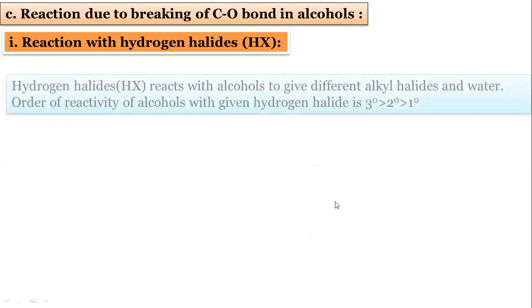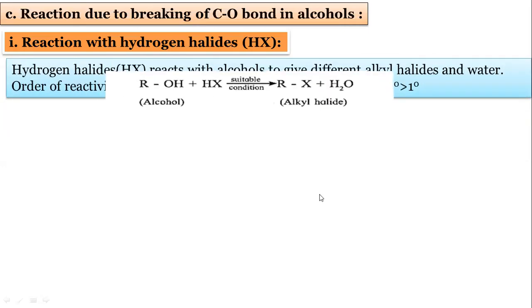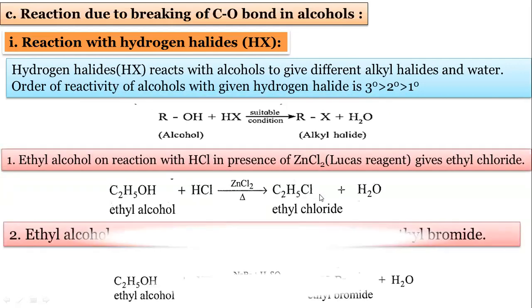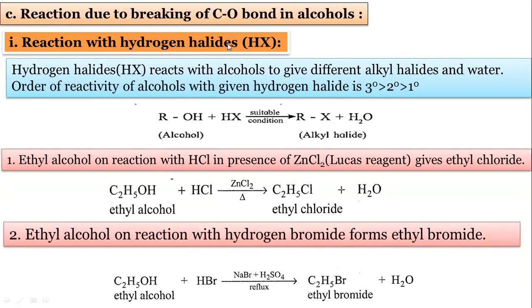Then all these reactions are completed in halogen derivatives. Within 1 minute, I will explain all these reactions with hydrogen halides. Alcohols, when treated with HX, OH is replaced with X. This is the Lucas reagent. All these reactions are many times repeated in halogen derivatives. Ethyl alcohol plus HCl, ZnCl2: this OH is replaced with chlorine and we get ethyl chloride.